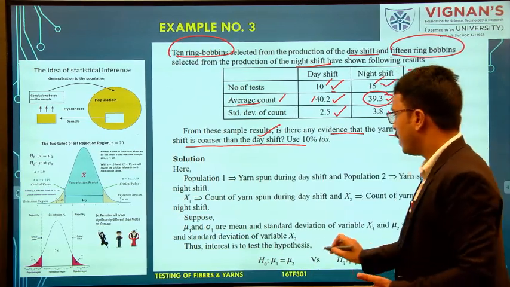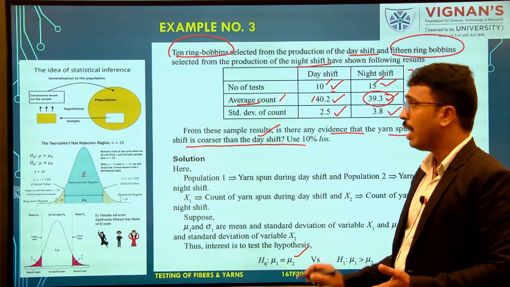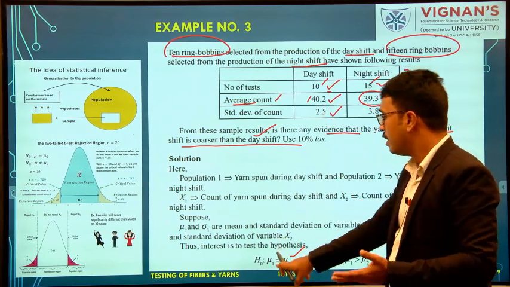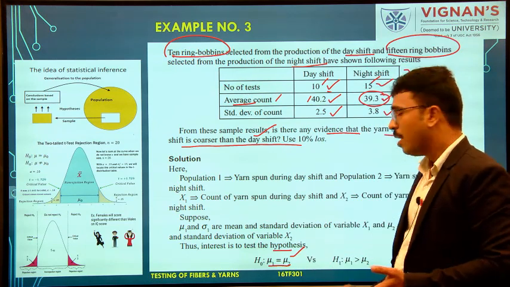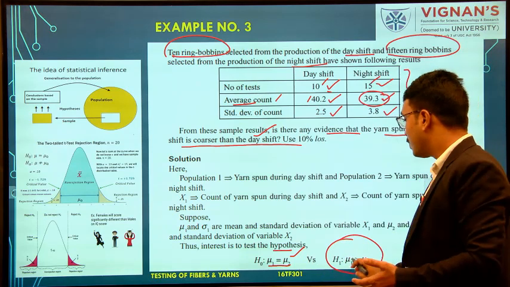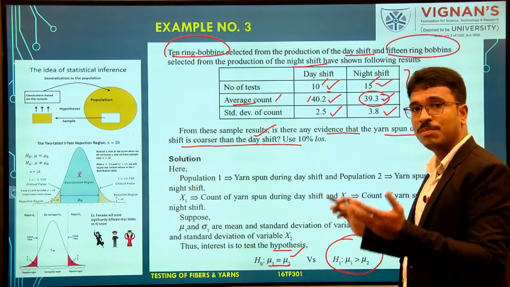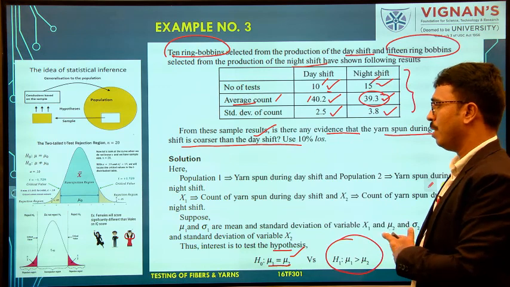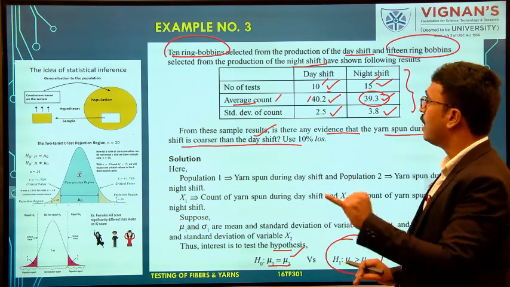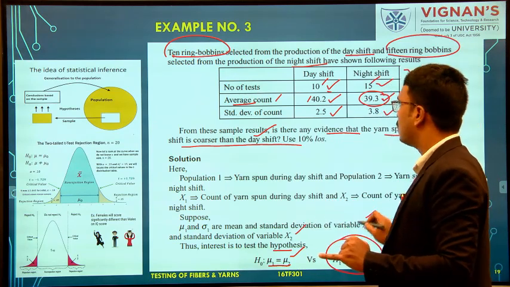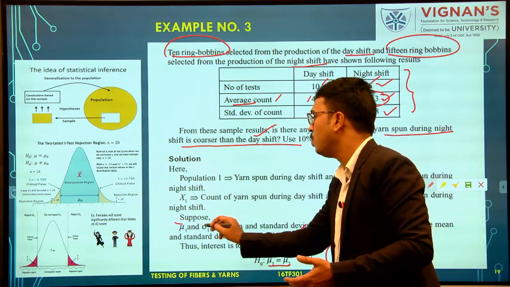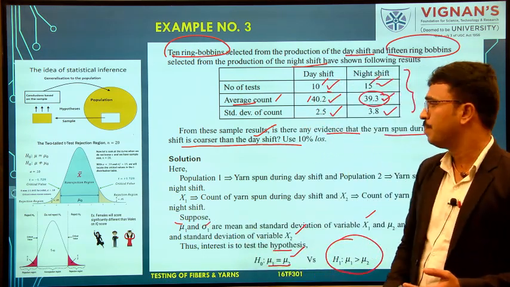First you have to set the hypothesis: the yarn produced in both the shifts is of the same count, and the alternative is that the yarn produced in the night shift is coarser than the day shift, that is mu1 is greater than mu2. So here we have two variables, x1 and x2, for the two populations. In the same way, two means will be there and two standard deviations will be there. Understand?